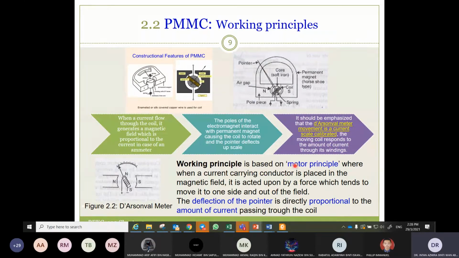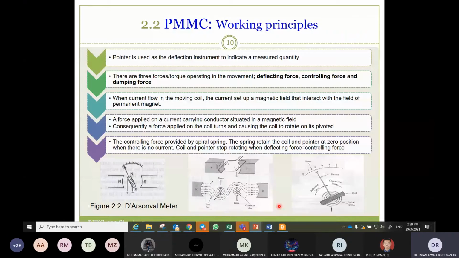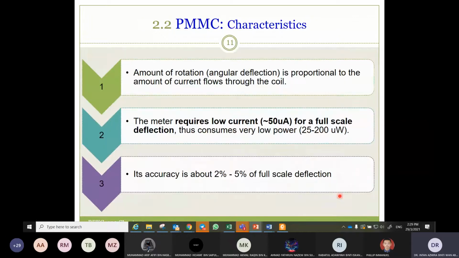Okay, the working principle is based on the motor principle, where when a current carrying conductor is placed in a magnetic field, it is acted upon by a force which tends to move it to one side and out of the field. The deflection of the pointer is directly proportional to the amount of current passing through the coil. The amount of rotation is proportional to the amount of current flowing through the coil.